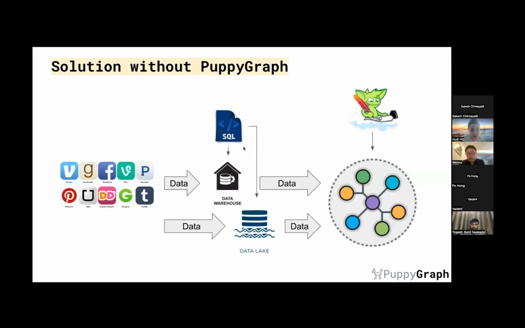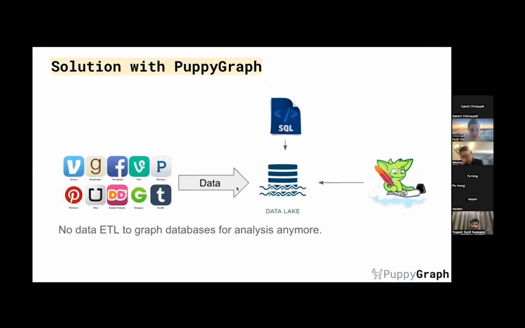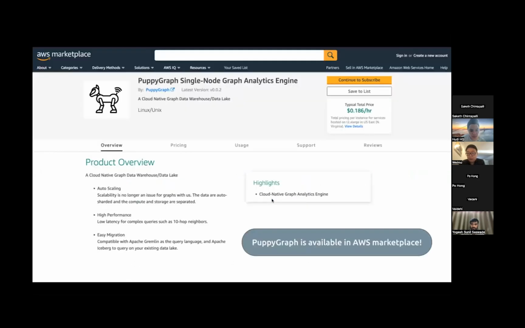And this is the solution without PuppyGraph. There are a bunch of ETL jobs to the graph database, and for different query languages, they need a different product. But with us, the architecture is pretty simple. No more ETL data drops from the data lake to a graph database anymore. And we also published our product on AWS Marketplace.